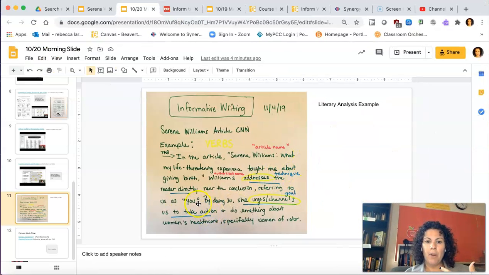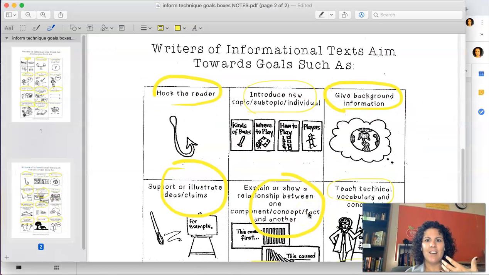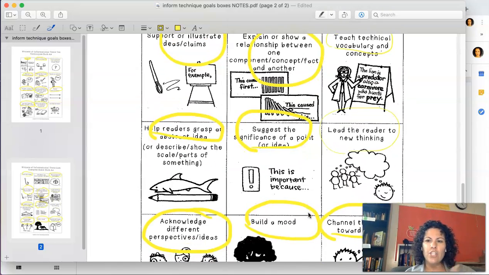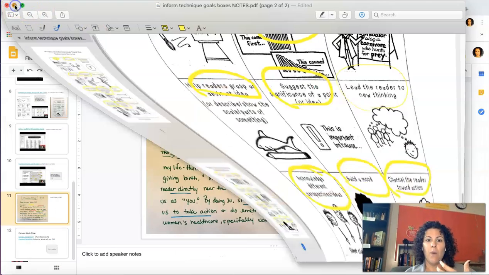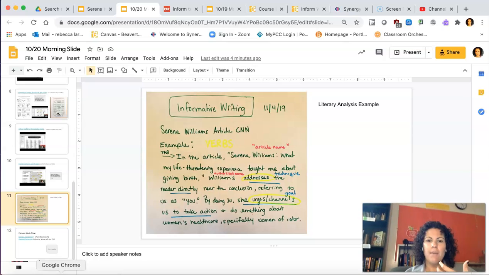And then I just go ahead and put a period there and I start a new sentence because that sentence is kind of long and overwhelming. So then I want to talk about why she is doing this. And that's really thoughtful on the goal. So we had techniques here, but what is her point? What is she doing? Well, in this moment, not only is she trying to channel the reader towards the action, I think she also is building this mood of urgency of what needs to be done. And so I'm going to say that by doing so, she urges, right, or channels us to take action and do something about women's healthcare, specifically women of color, because she talks about that in the article.